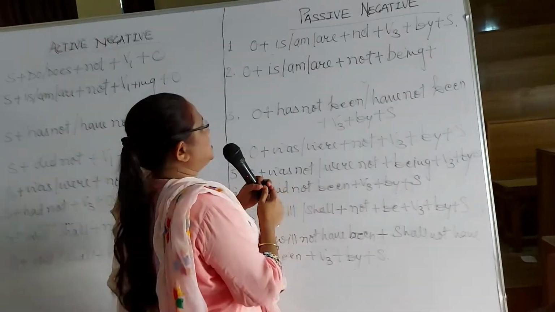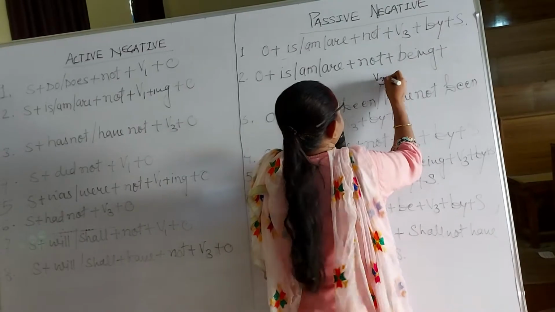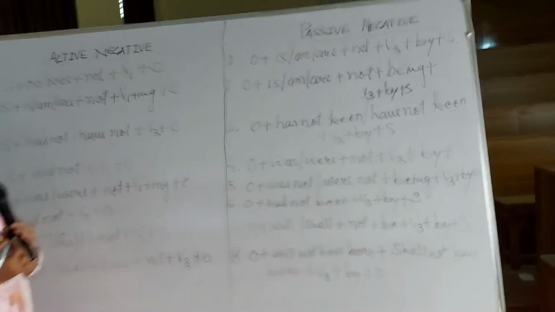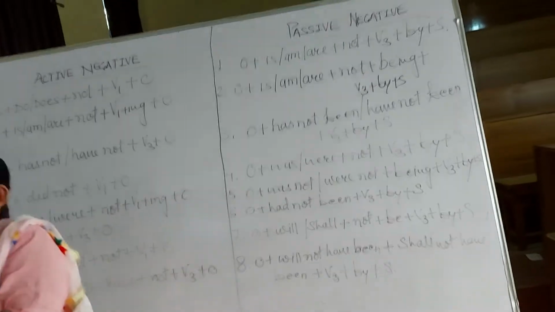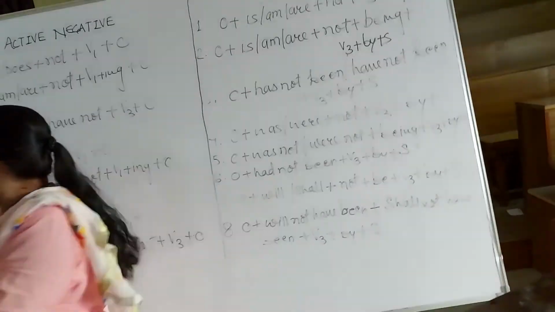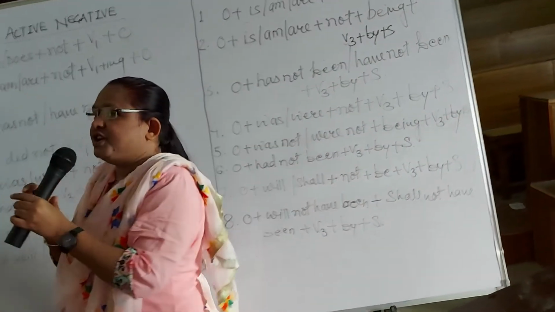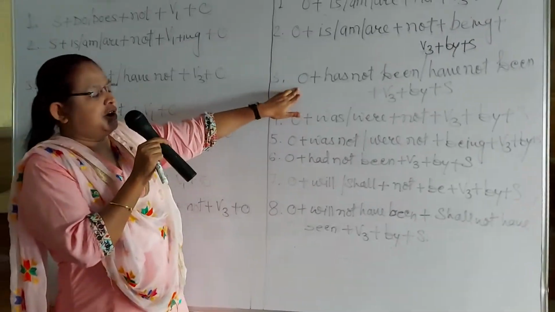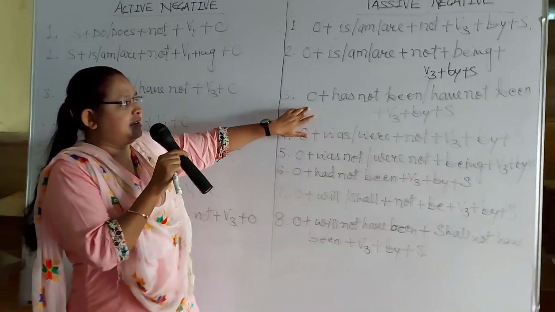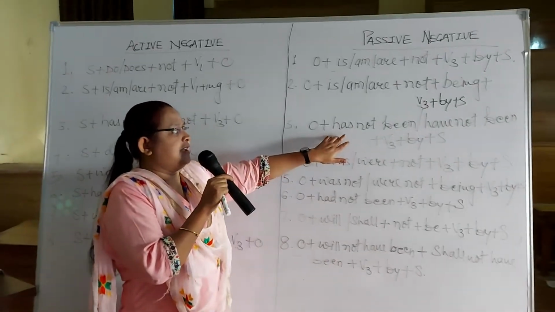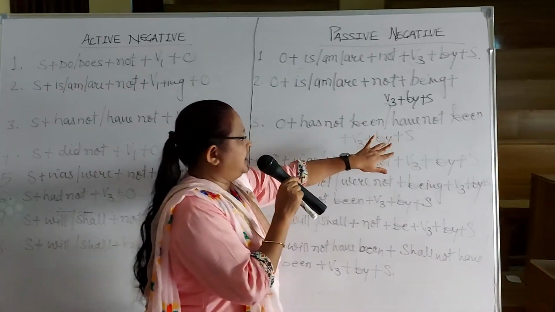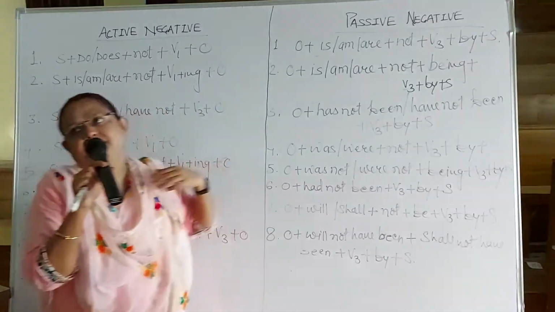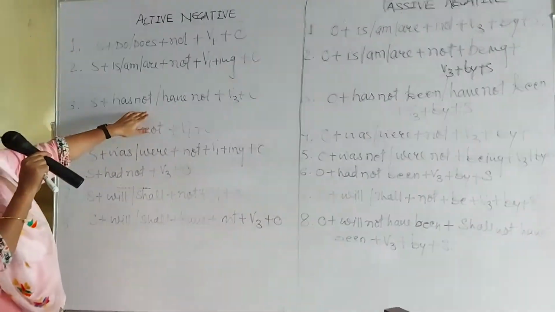The third structure we see here is present perfect. You know very well present perfect is: subject, has/have, third form, and then object. When you change active to passive, you put the object first, then according to the object you set has or have: has not been, have not been, then comes third form of verb, by and subject. This is the present perfect.